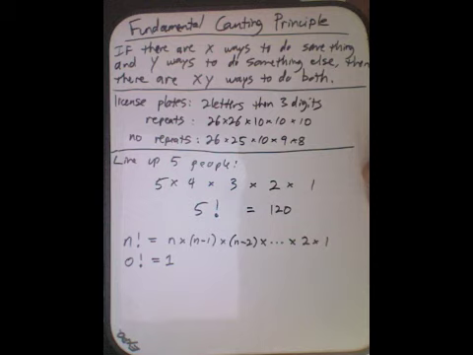Formal definition for a number factorial, for an integer anyway: n factorial is n times n minus 1 times n minus 2 times ... all the way down to 2 and 1. Another piece of that definition is that 0 factorial equals 1. Just believe it. It's true.